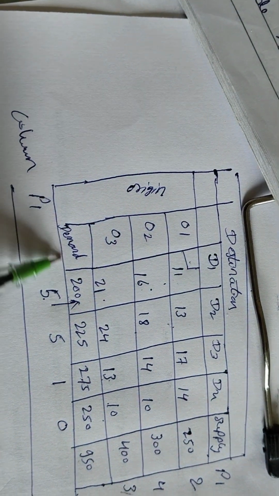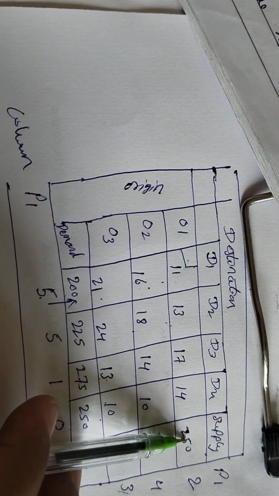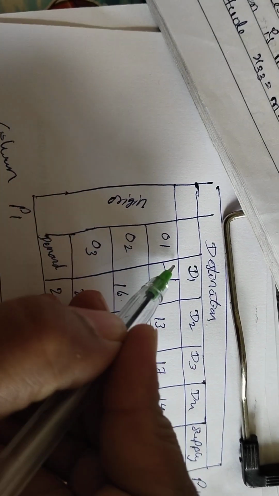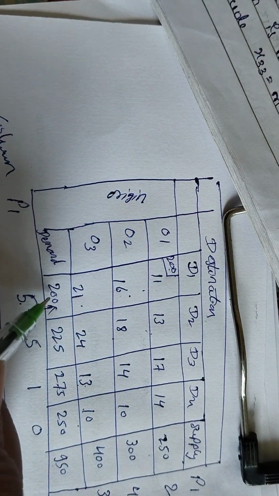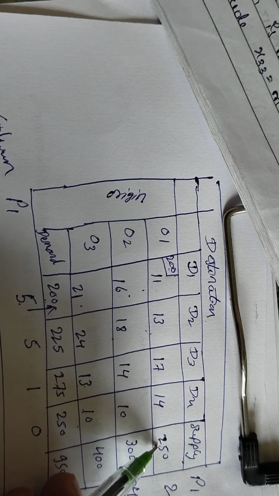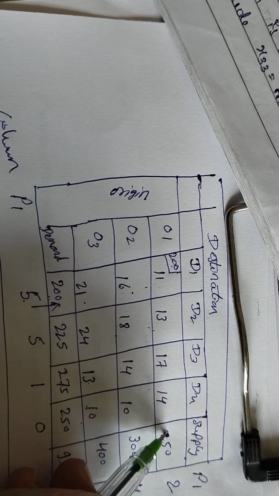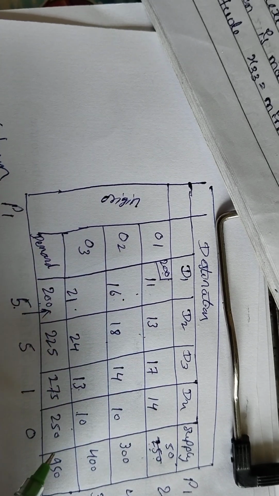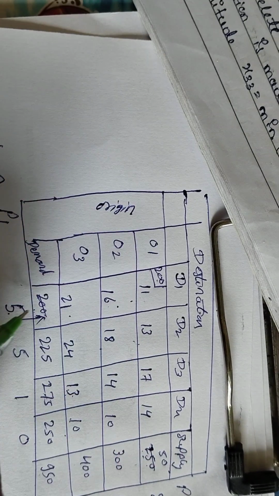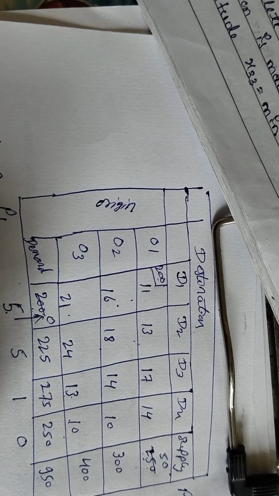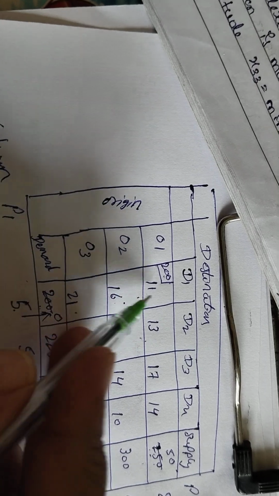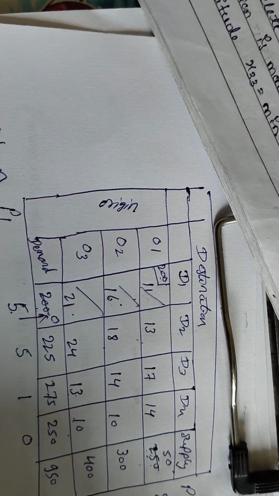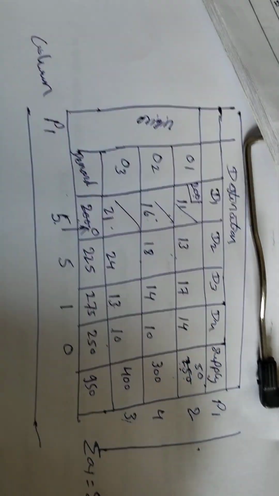Here the demand is 200 and the supply is 250. So the demand is 200, so you have fulfilled 200 here. 200 is allocated. Among the 250 supply, you have supplied 200. So the remaining supply is 250 minus 200, which is 50. Okay, 200 is supplied, so the demand becomes 0. Since the demand is exhausted, delete this column. Okay, the first cycle is completed now.